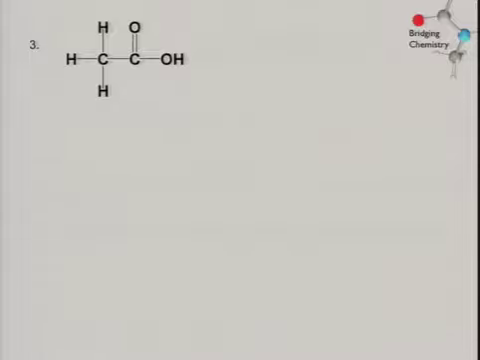Okay, so here's another one. We look at this molecule and we go, what sort of functional group does it have? And we hopefully recognize that this is a carboxylic acid. The functional group for a carboxylic acid is COOH, and the suffix that goes with that is -oic acid. So the bit that goes on the end of the name is something-oic acid.